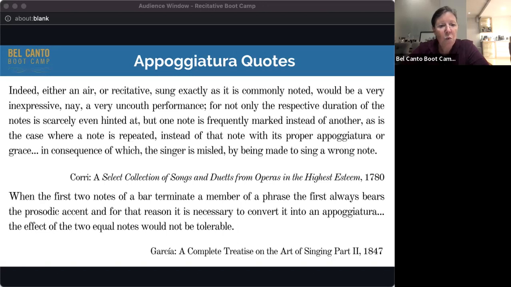Garcia says, "When the first two notes of a bar terminate a member of a phrase," that is his way of saying, if you're going to make a phrase or a full phrase or a member of a phrase, that is you're going to punctuate, "the first always bears the prosodic accent, and for that reason, it is necessary to convert it into an appoggiatura. The effect of the two equal notes," which we now call at Cape Town Opera the two punches, "would not be tolerable." Okay.